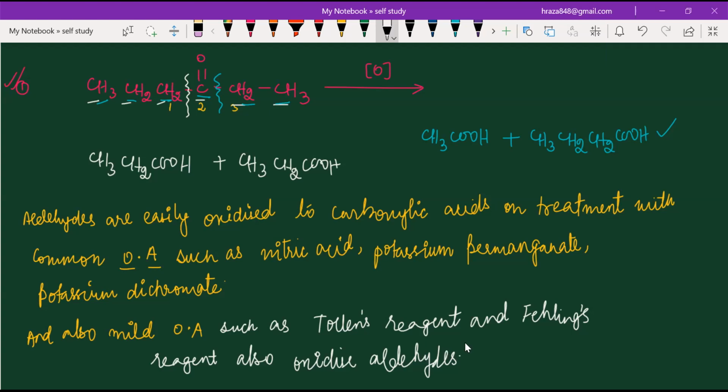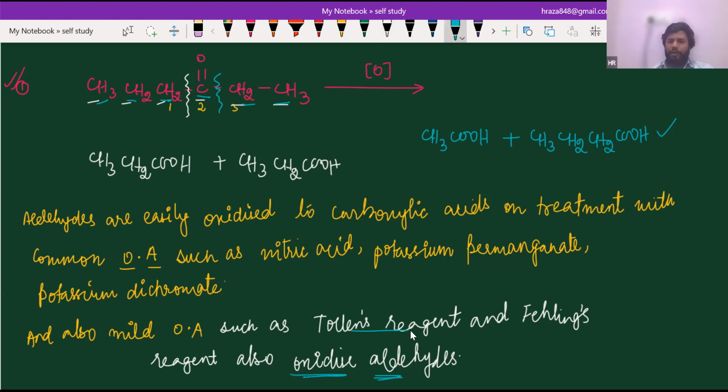So what is this Fehling's reagent? Tollens reagent and Fehling's reagent are mild oxidizing agents, and we will do the test for ketone as well as aldehyde with them. If you have a ketone or aldehyde and you don't know which it is, we are going to react it with either Tollens reagent or Fehling's reagent. If it oxidizes, that means it is an aldehyde. If it doesn't oxidize, that means it is a ketone.